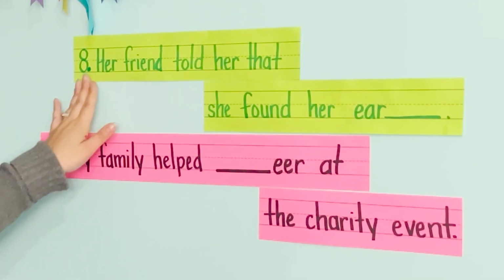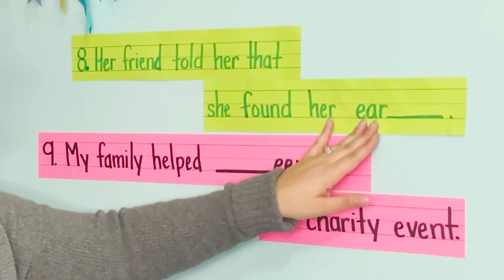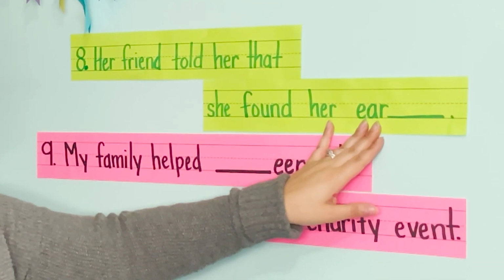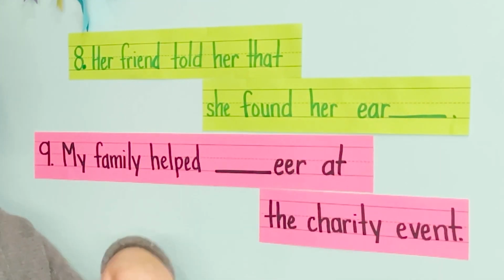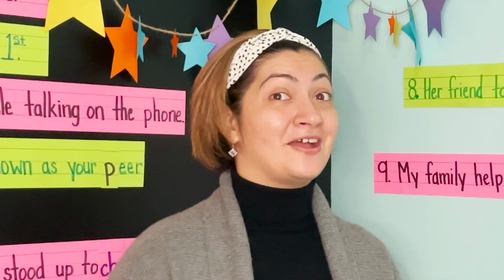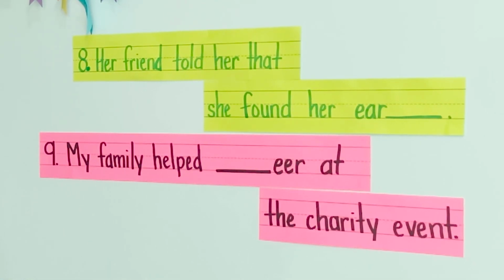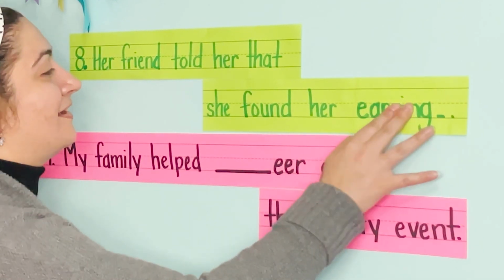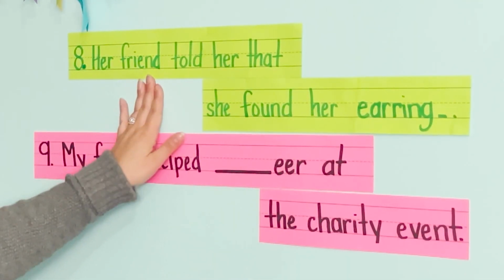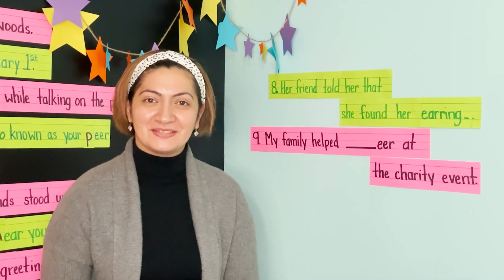Read it with me. Her friend told her that she found her, well, it starts with the ear sound. She found her ear, it's a compound word, her earring, like your earring. She found her earring. So we are missing the second part of that. We can just put that right in there. Nice. So her friend told her that she found her earring. I'm pretty sure she was happy about that.